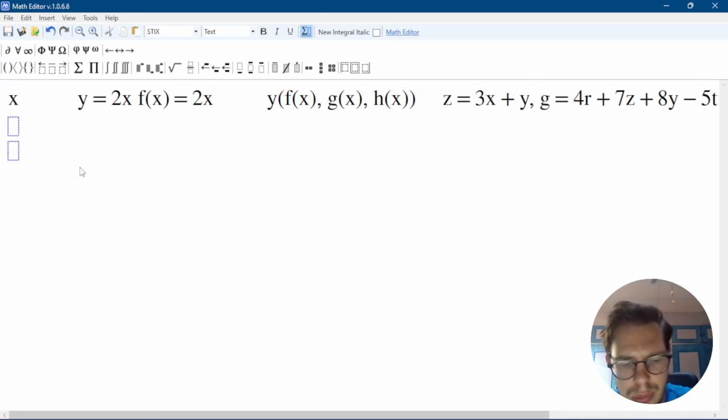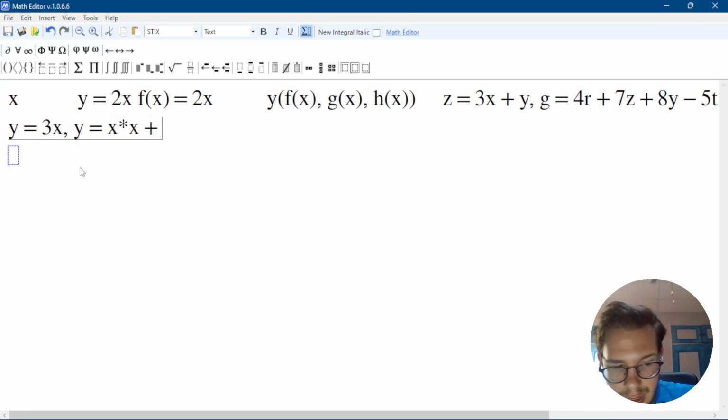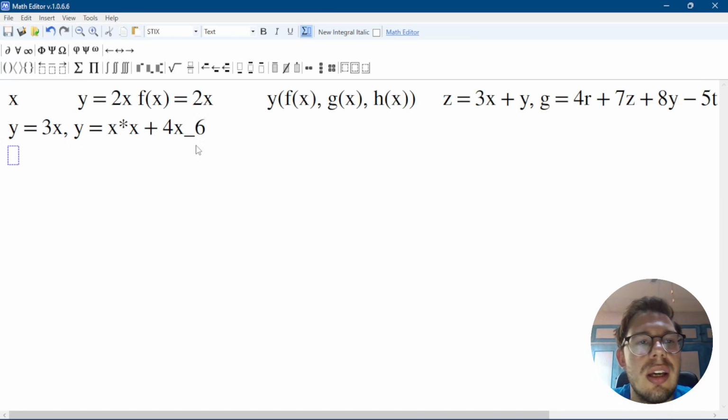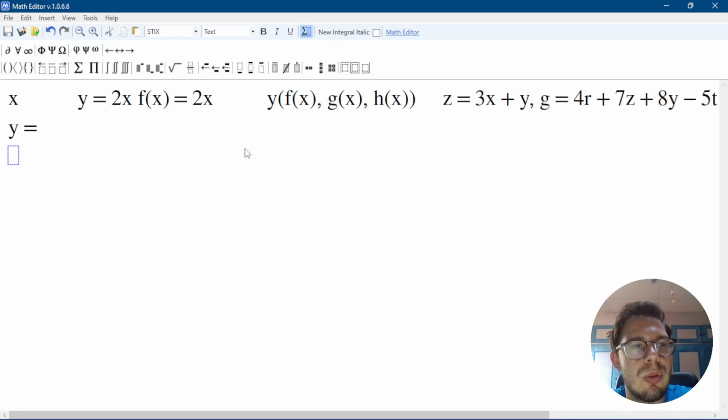It can actually also be y is equal to 3x, or maybe y is equal to x times x plus 4y, plus 4x minus 6. It can actually be anything, but for simplicity I'm going to start with y is equal to 2x, and let's say we choose x as 3.